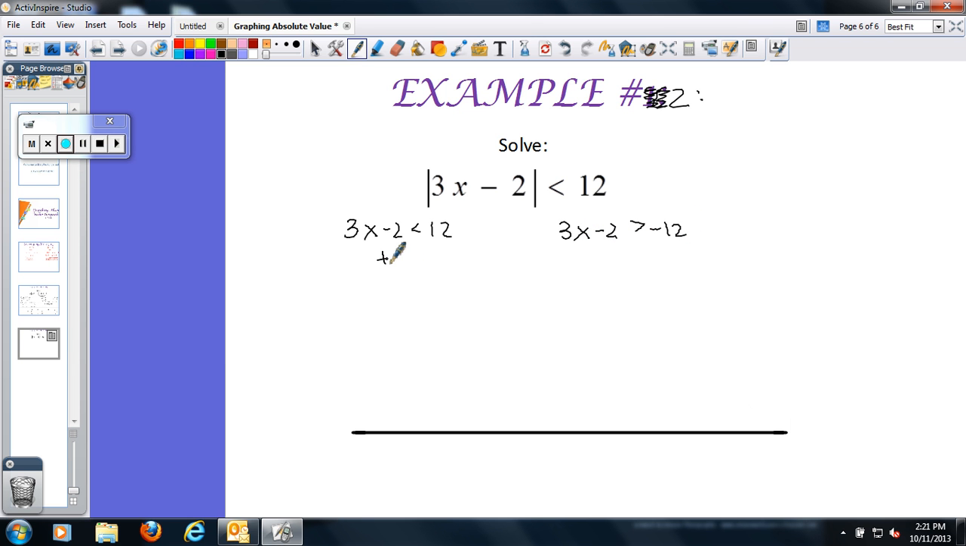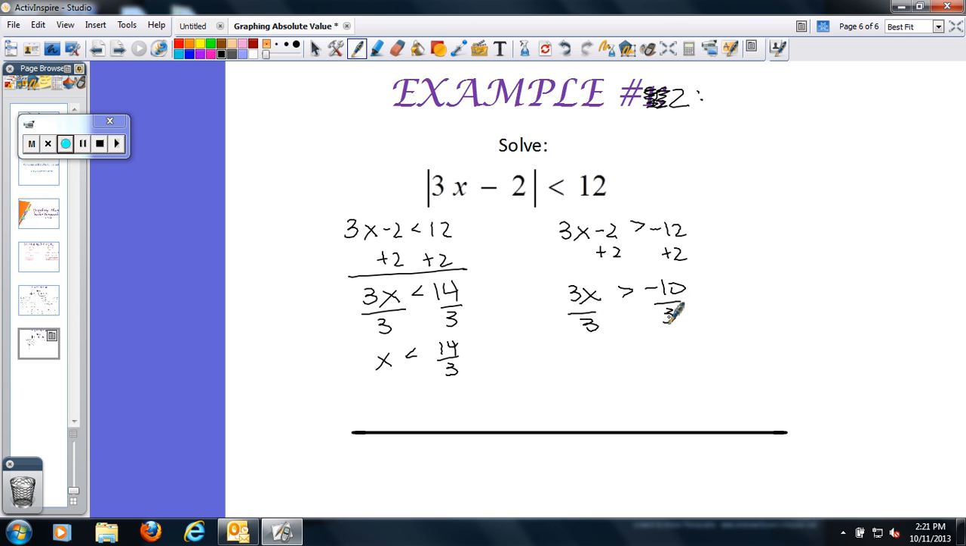And now you solve. Add 2 to both sides, you get 3x less than 14. Divide by 3, and you get x is less than, and that's not equal to, so I can erase that, less than 14 over 3. Add 2 to both sides, you get 3x greater than negative 10. Divide by 3, and you get x is greater than negative 10 over 3.